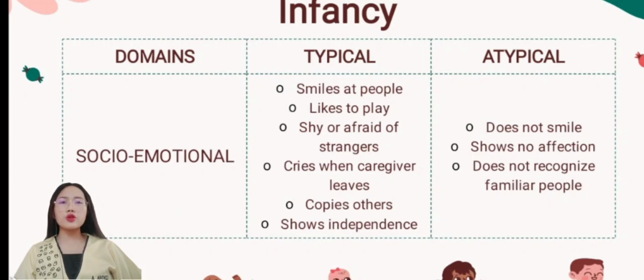In the socio-emotional domain, as we all know, when they are a baby, they smile at people. They like to play, are shy or afraid of strangers, cry when the caregiver leaves, copy others, and show independence. While in atypical, their behavior is that they do not smile, show no affection, and do not recognize familiar people.